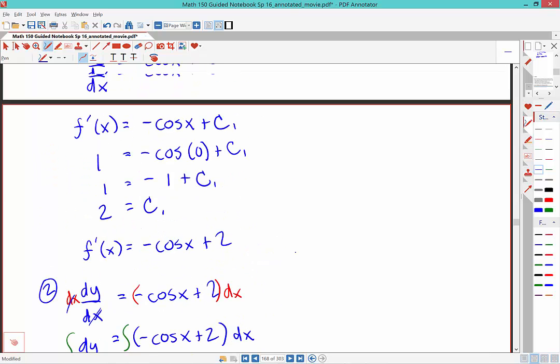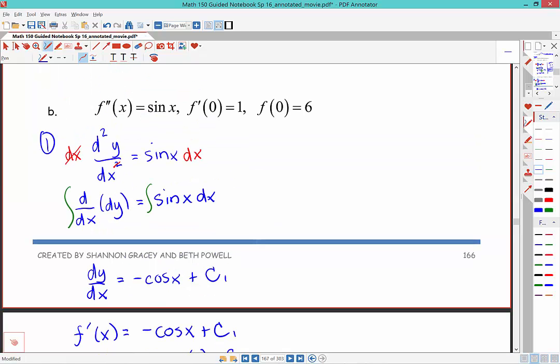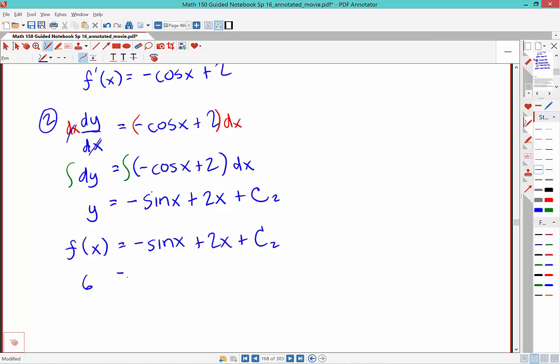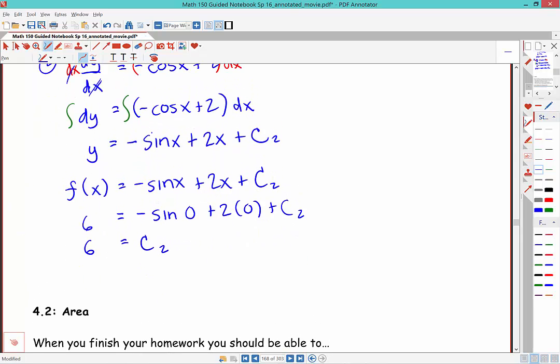So now we were given another initial condition, that f of 0 is 6. So we have 6 equals negative sine of 0 plus 2 times 0 plus c2. So 6 is equal to c2. And our final solution at the end of the day will be f of x is equal to negative sine of x plus 2x plus 6.